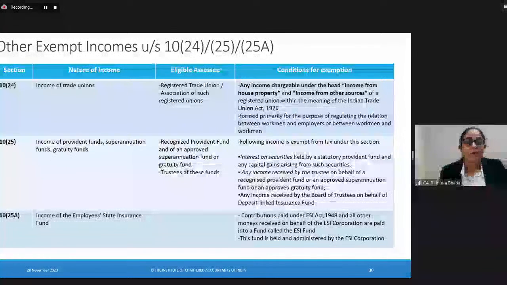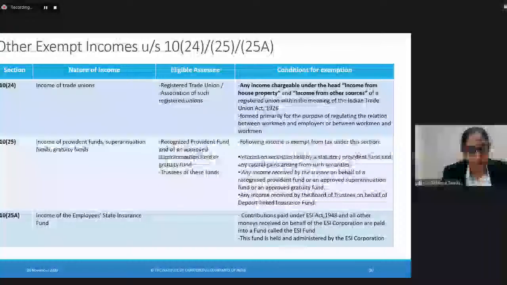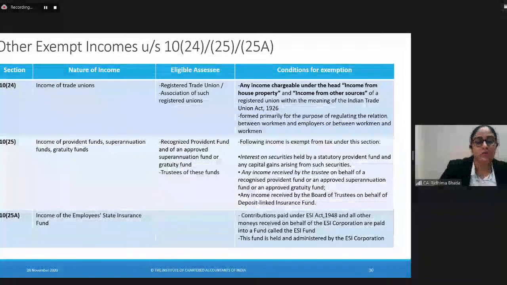Then Employee State Insurance fund, ESI. Have you heard of it? Yes, I think in articleship, ठीक है? So ESI is also a fund. ESI fund को contribution मिलता है from all of us. They receive the contribution from all of us. ठीक है? And how do they use the contribution? To cover medical and accidental claims, insurances of the members involved. ठीक है? So their income is also exempt.